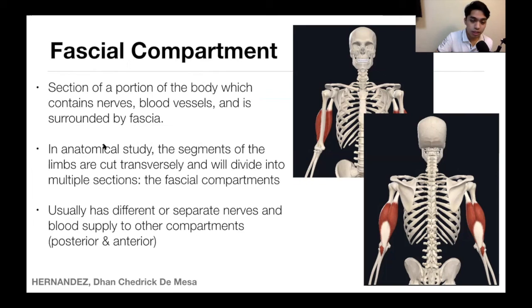In anatomical study, the segments of the limbs are cut transversely and divided into multiple sections, which are the fascial compartments. It usually has different or separate nerves and blood supply from other compartments, meaning the posterior and anterior fascial compartments. Also, a while ago, Ms. Cabrera discussed the anterior fascial compartment of the arm, and it is a little bit different for the posterior fascial compartment, as reiterated here.